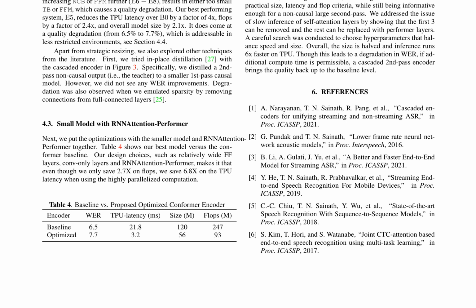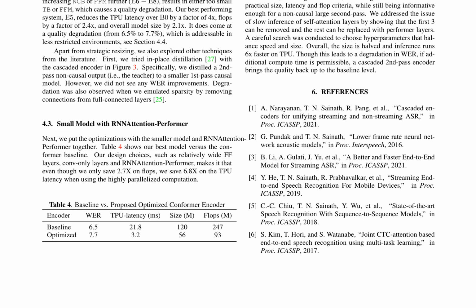To address this quality degradation, the authors propose a cascaded-encoder model consisting of a small, optimized conformer encoder followed by a larger, non-causal second-pass encoder. This setup allows for achieving the same second-pass WER as the baseline model with a large first pass and a small second pass. The optimized conformer encoder can be deployed in edge devices due to its small size and low latency, while the larger second pass can be utilized in environments with less restricted computational resources.